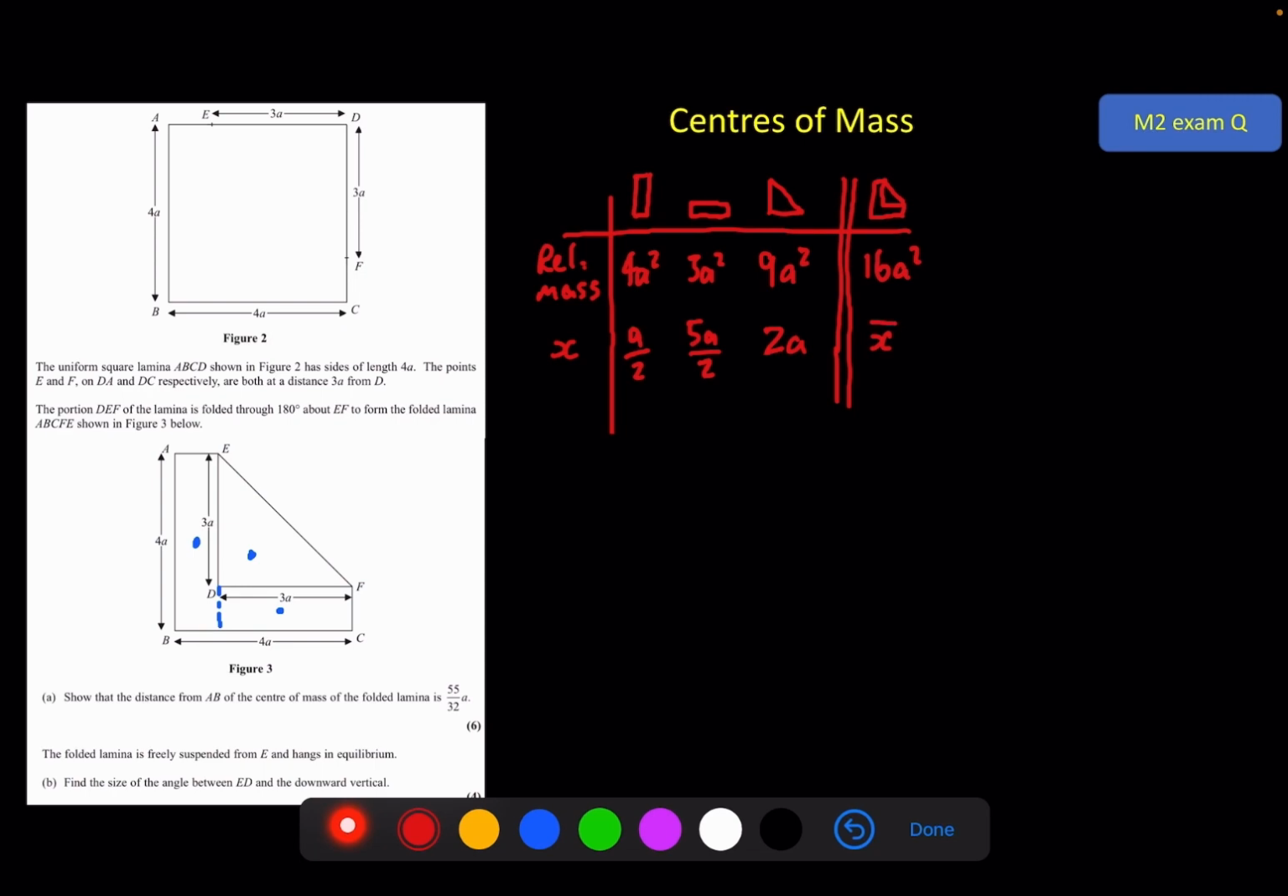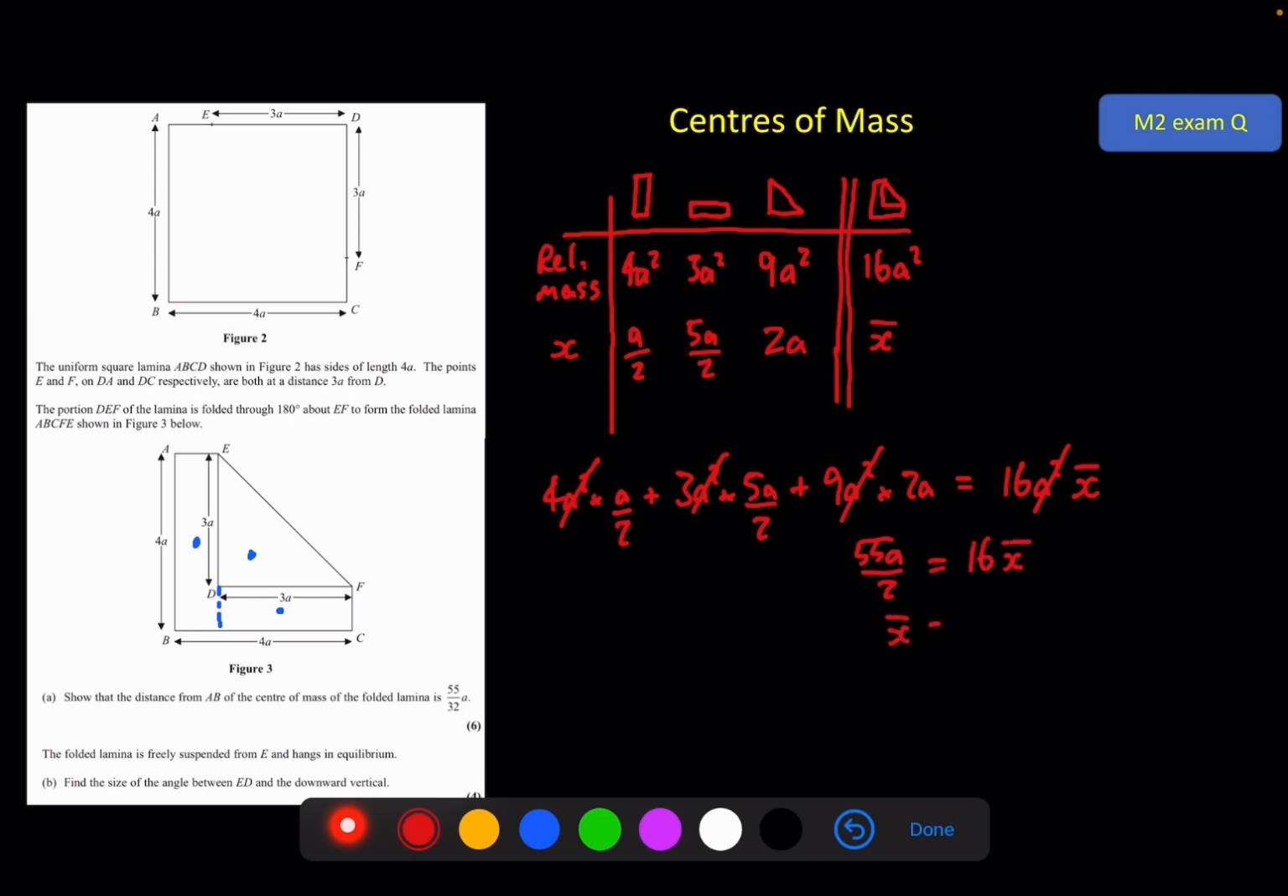Here we've got x bar, so our equation is 4a squared times a over 2 plus 3a squared times 5a over 2 plus 9a squared times 2a is equal to 16a squared times x bar. All of the a squareds cancel out, and you'll see that we are going to have an a in our final answer, which makes sense because x bar should be some fraction of a, and that gives us 55a over 2. So x bar is 55a over 32, and that matches with what we've been told in the question.